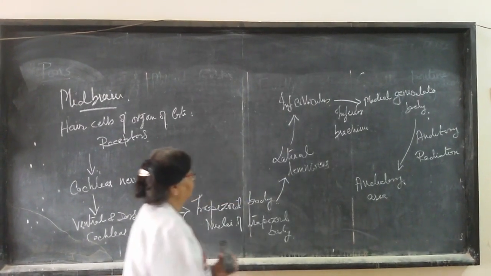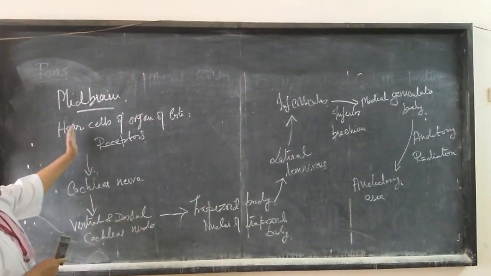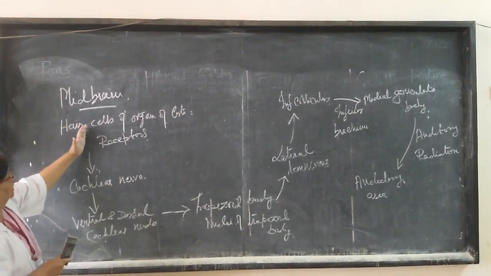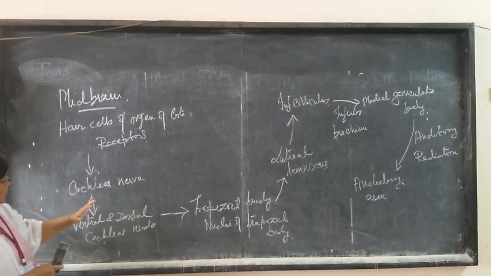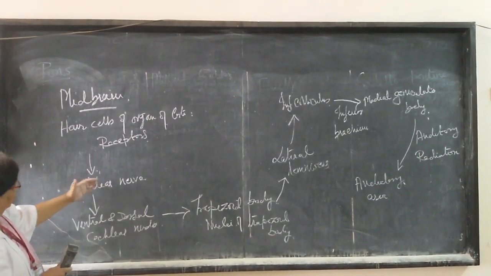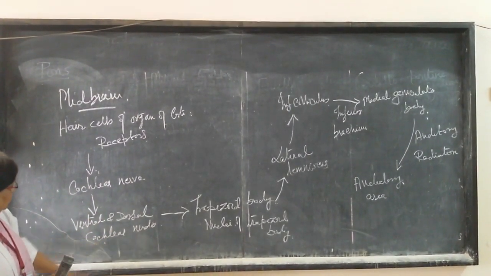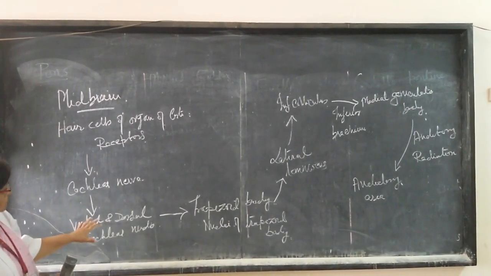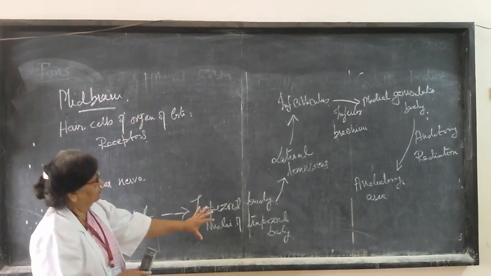In this way, the sound waves reach the receptors, which are hair cells of organ of Corti. Through the spiral ganglion, it goes to the cochlear nerve. And from the cochlear nerve, this will go to the ventral and dorsal cochlear nuclei. From the cochlear nuclei, the trapezoid body, a bundle of fibers, starts.